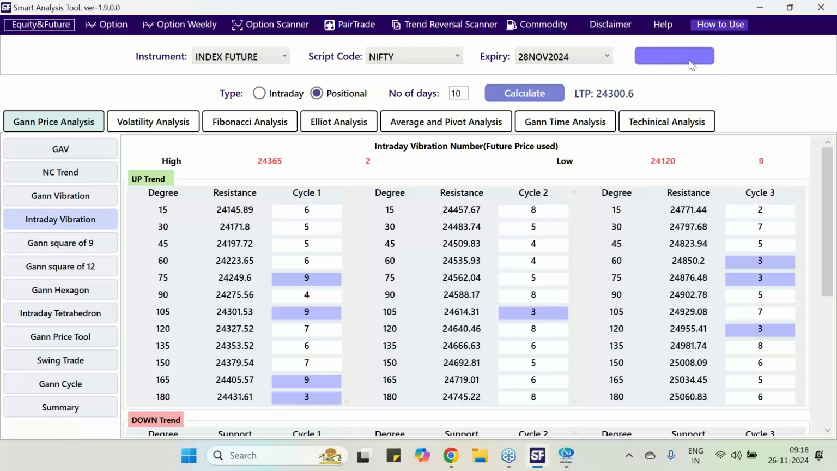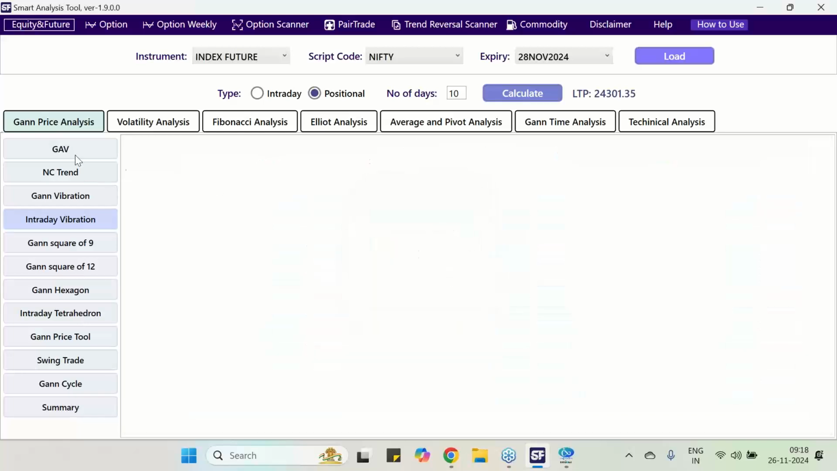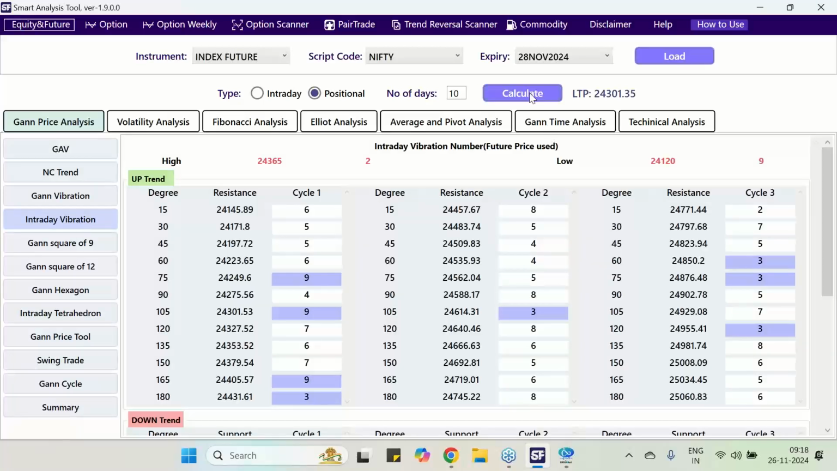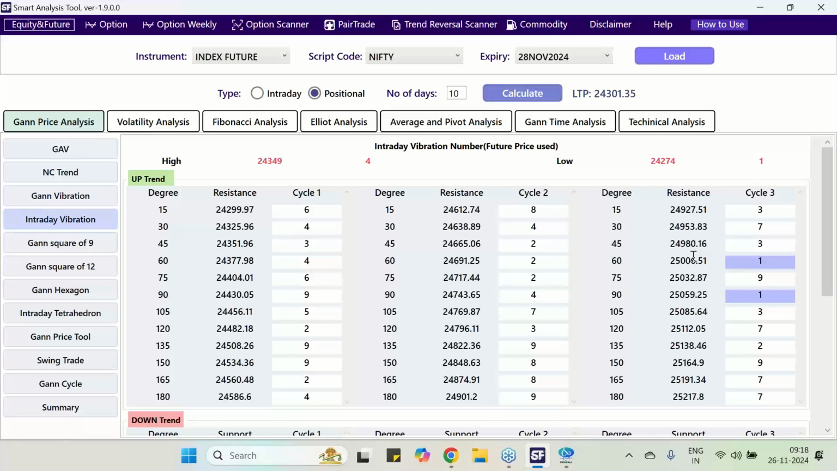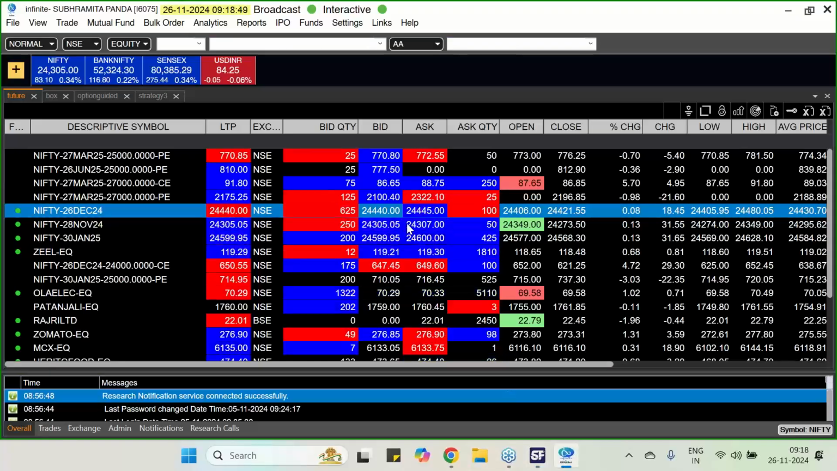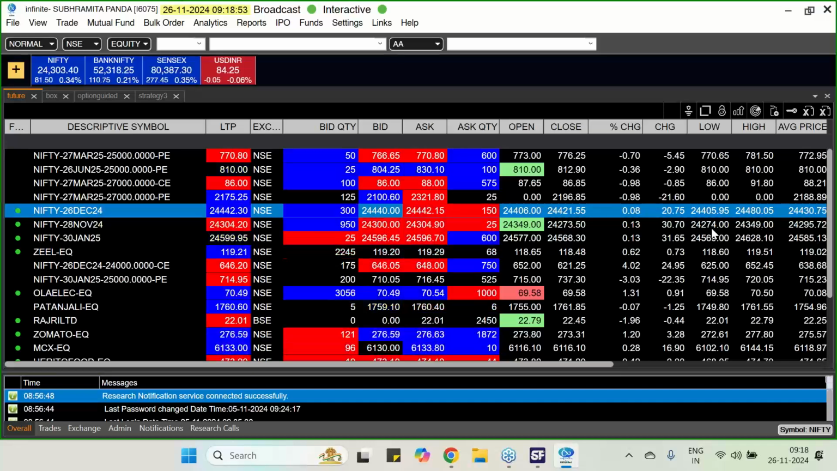I will be loading the data. Let me see whether my system picks up the data perfectly. Now I will go for intraday vibration calculate. This data has been fetched properly. Now the calculation should happen. All the intraday vibration calculation is done. So it is 24,349 and 24,274. Cross check it: 24,349, 24,274.